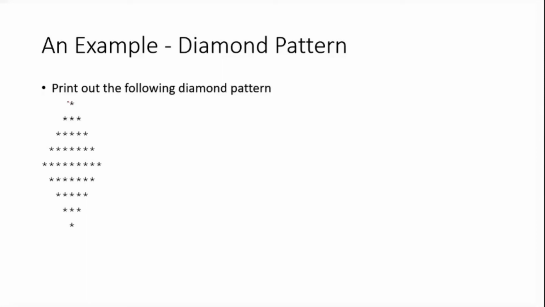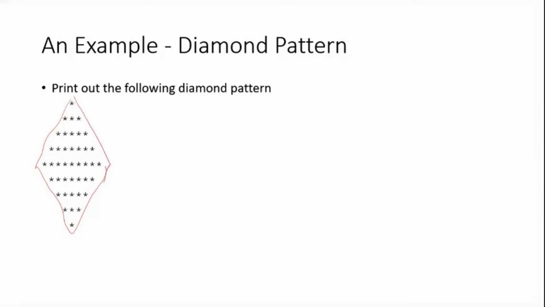That is, in the first row, there will be only a single star. In the second row, there will be 3 stars, then 5 stars, then 7 stars, then 9 stars. Once those 9 stars are printed, in the next line there will be only 7 stars, 5 stars, 3 stars, and 1 star. So it will create a diamond-like shape.